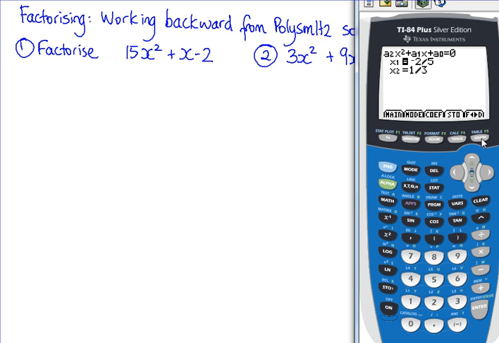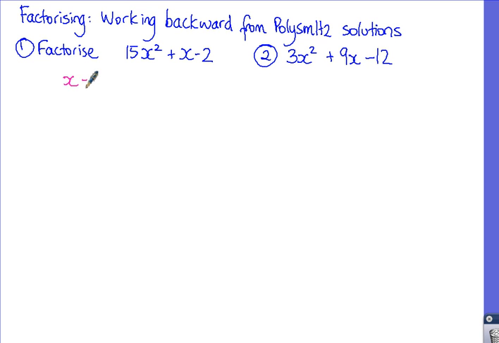And there's our solution. So let's write those down. We have x is equal to -2/5 and x is equal to 1/3. Now the first thing we're going to do is change these to factors, and when we do that we have to remember to change the sign. So it becomes x plus 2/5 times x minus 1/3.